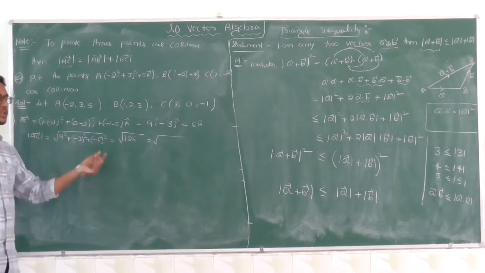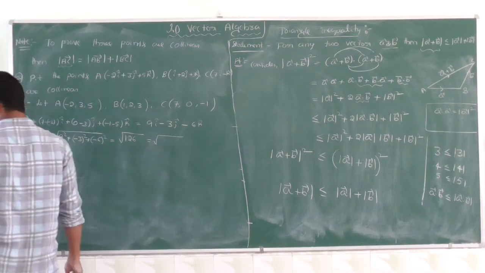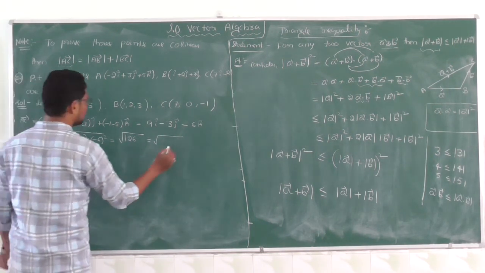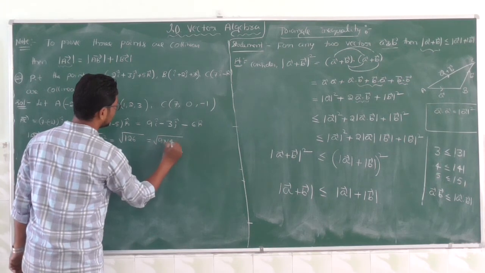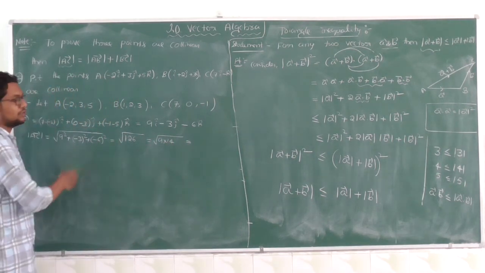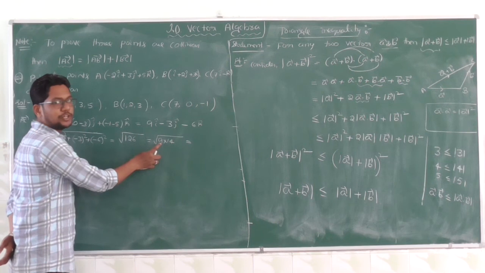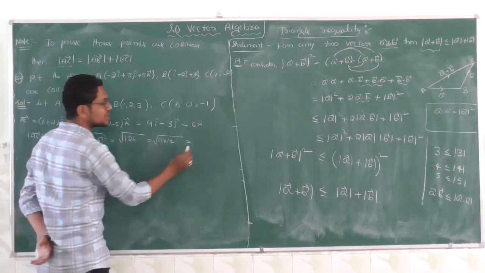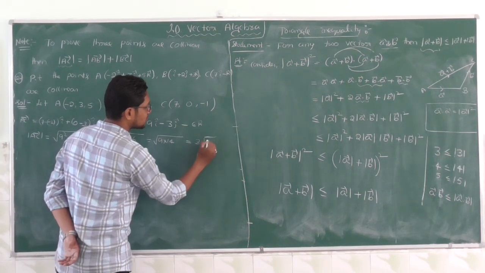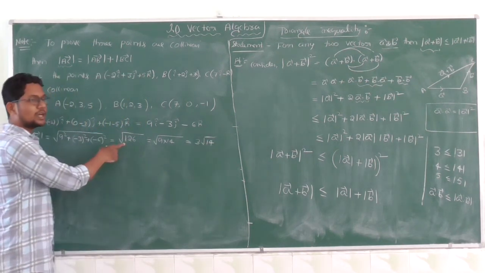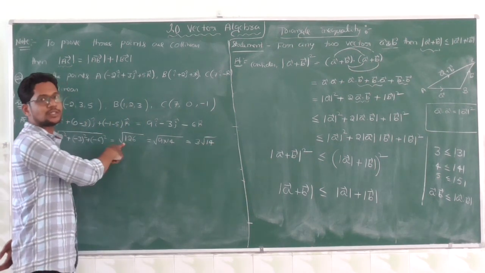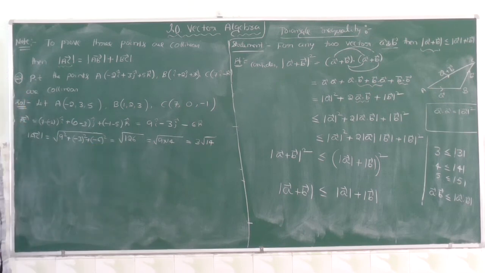You just factorize the 126. 126 is also written as 9 into 14, right? 9 into 14 is how much? 126. Inside the square root it is 9. What about outside the square root? 3. So 3 into square root of 14. These things we already learned in our lower classes. Okay, I hope you understood.